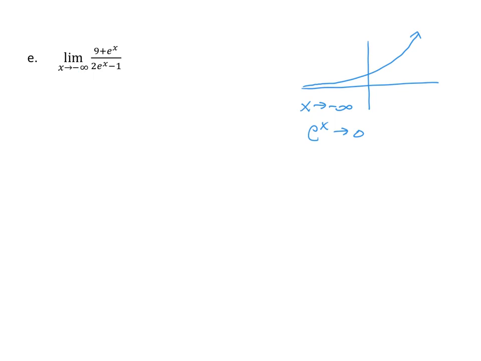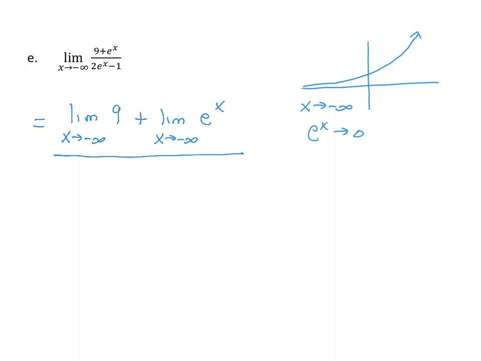Since we're approaching negative infinity, e to the x goes to 0, and this e to the x goes to 0. So those terms are just going to cancel in and of themselves, leaving us a 9 and a negative 1 left over. So to figure out this limit, we can simply move the limit as x approaches negative infinity into the numerator and the denominator. That is, this is the limit as x approaches negative infinity of 9, plus the limit as x approaches negative infinity of e to the x.